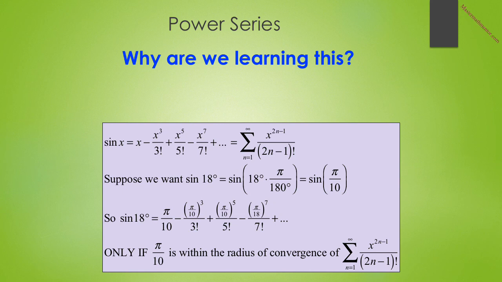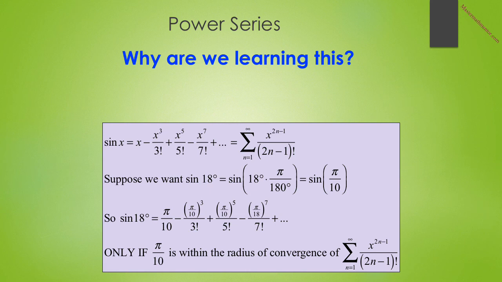Now suppose we wanted the sine of 18 degrees. First, we have to change 18 degrees to radians by multiplying it by pi over 180 degrees. So we are asked really to find the sine of pi over 10. So, sine of 18 degrees can be written as pi over 10 minus (pi over 10) cubed over 3 factorial plus (pi over 10) to the 5th over 5 factorial minus (pi over 10) to the 7th over 7 factorial plus dot dot dot.